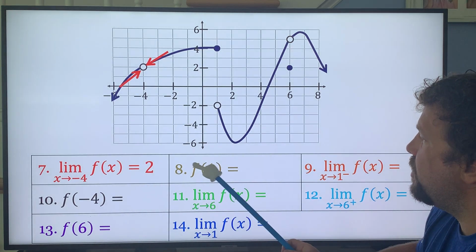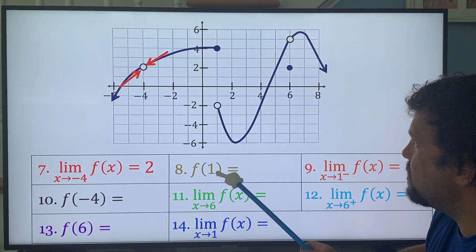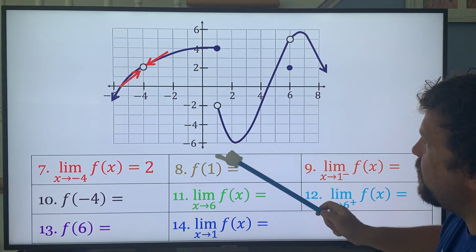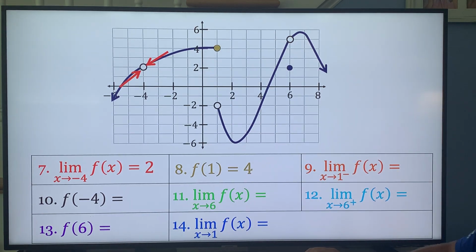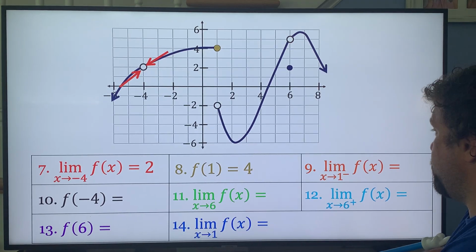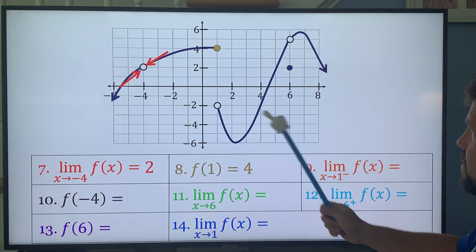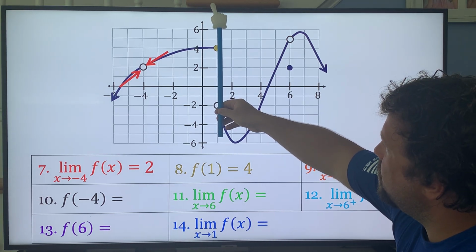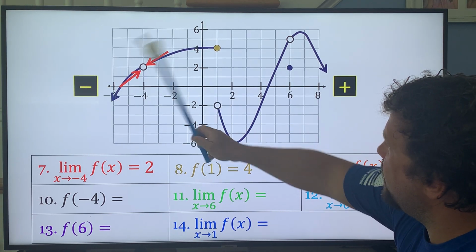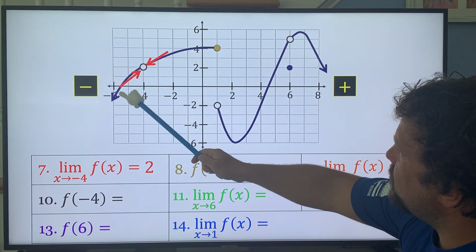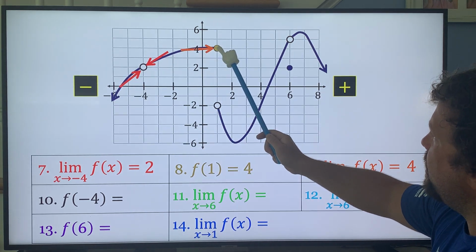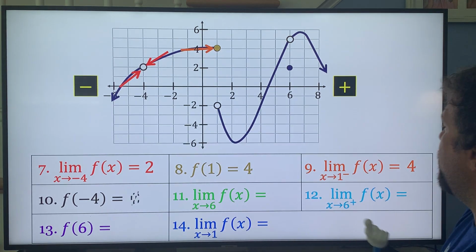Good. Number 8, f of 1. So what is the actual value at 1? There's a closed circle right there, and the answer is 4. Pretty easy. Limit of f of x as x approaches 1 from the negative side. So once again, this is where 1 is. You're coming from the negative side. This is the negative side, this is the positive. So you trace this whole entire thing here until you get here, and this value is 4.